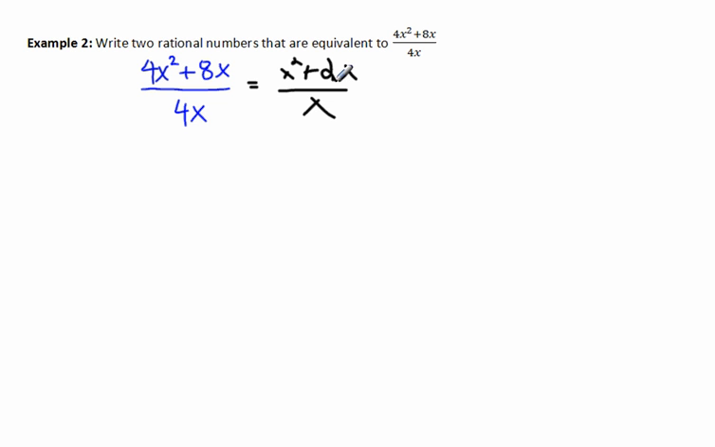That's 1. x squared plus 2x. So what did he do? He divided everything by 4. So divide by 4, divide by 4, divide by 4.